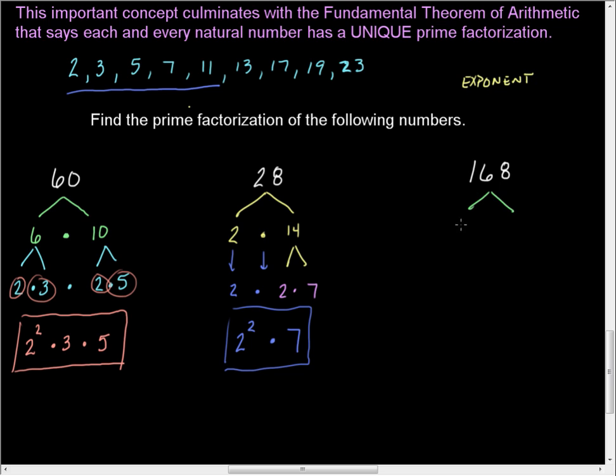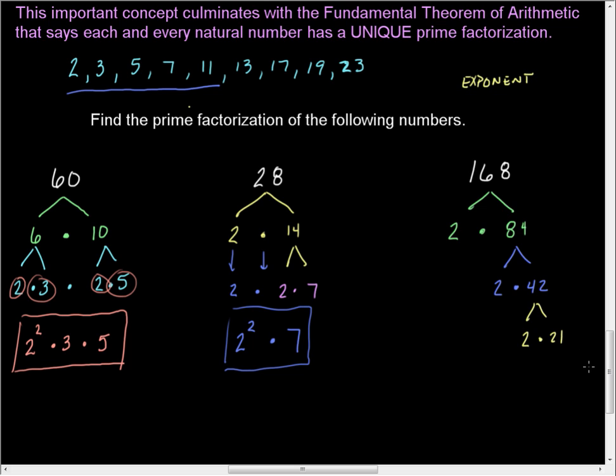I have the number 2. And so 2 times what? Okay, well 2 times 8 is 16, so since it's 168, it's really got to be 2 times 84. If you divide this out, you're going to get 84. And then I'm going to break down 84. I'm going to break it down into 2 times 42. And then I'm going to break down 42. I'm going to break that down into 2 times 21.